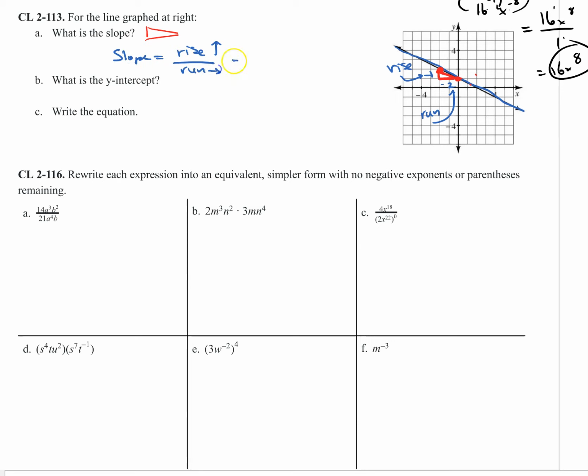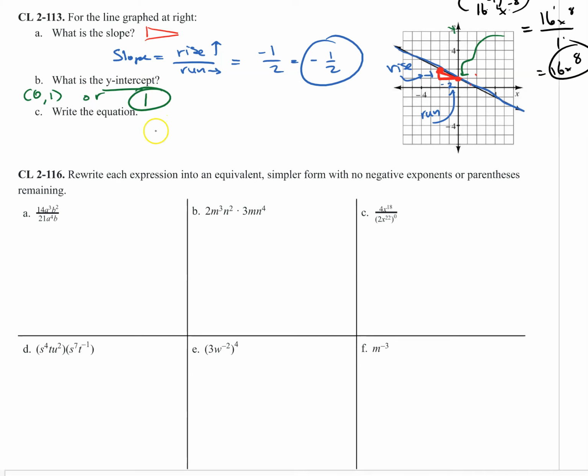The slope is rise over run. That's going to be -1/2. The y-intercept: here's the y-axis. Where does the line cross the y-axis? It crosses at 1. You can write 0, 1, or just 1.